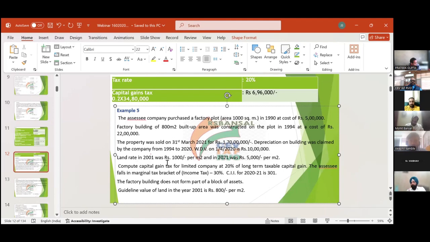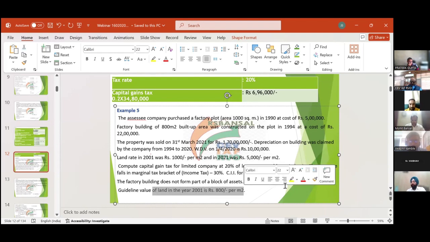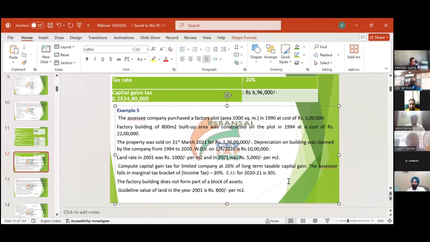Land rate in 2001 was 1000 per square meter. In 2021 was 5000 per square meter. Compute the capital gain for the limited company at 20% for long-term taxable capital gain. The assessee falls in the marginal tax bracket income tax 30%. Cost inflation index for 2021 is 301. The factory building does not form the block of assets. Guideline rate of the land in 2001 was 800 per square meter. This is the data given to you.